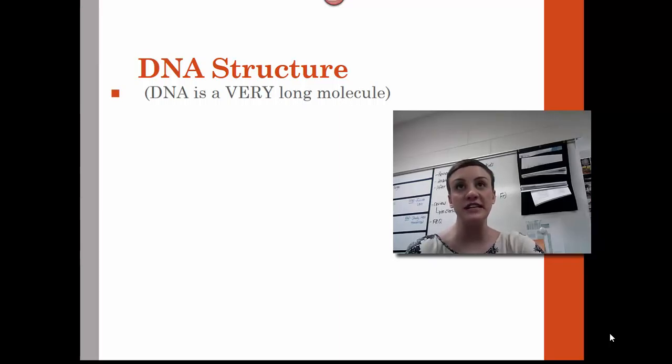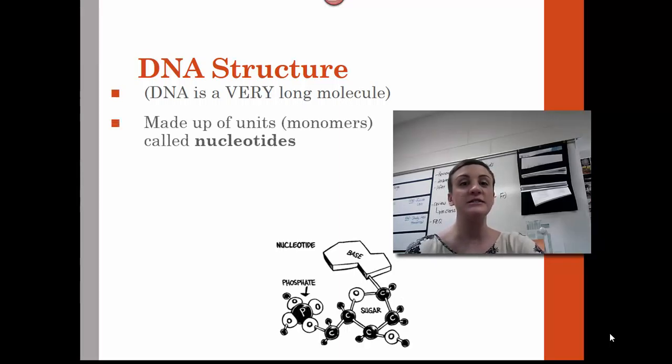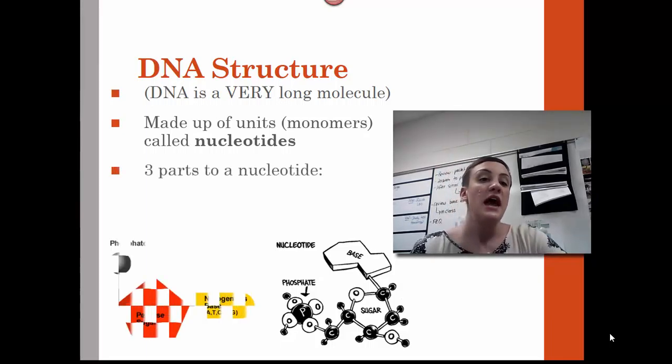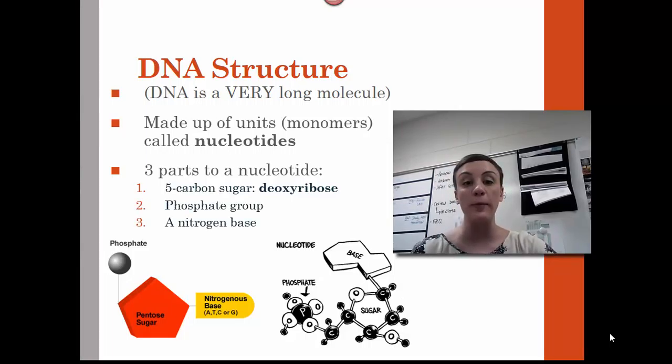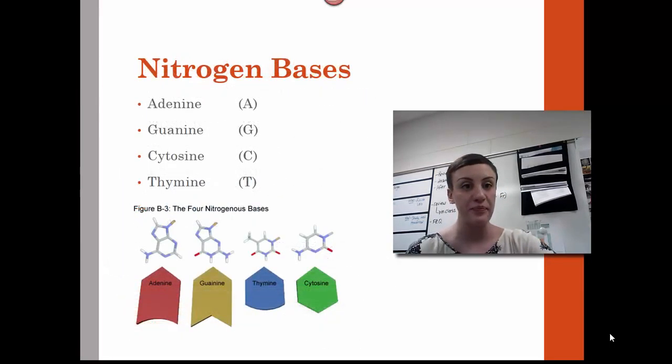So DNA structure is that DNA is a very long molecule, and it's made up of single units or monomers that are called nucleotides. And there are three individual parts to a nucleotide. There's the 5-carbon sugar called deoxyribose. There's the phosphate group. And there's one of 4 possible nitrogen bases, which are adenine, thymine, guanine, and cytosine. So again, our nitrogen bases are adenine, which we symbolize by A, guanine symbolized by G, cytosine symbolized by C, and thymine symbolized by T.